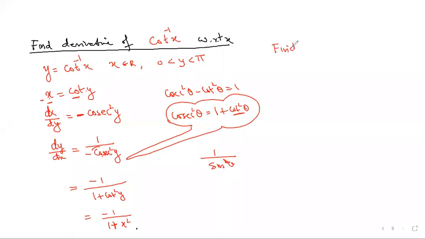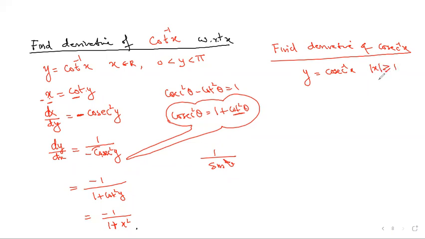Find the derivative of cosec inverse x with respect to x. So y is equal to cosec inverse x. Modulus of x is greater than or equal to 1, and minus pi by 2 is less than or equal to y, which is less than or equal to pi by 2. But y is not 0.